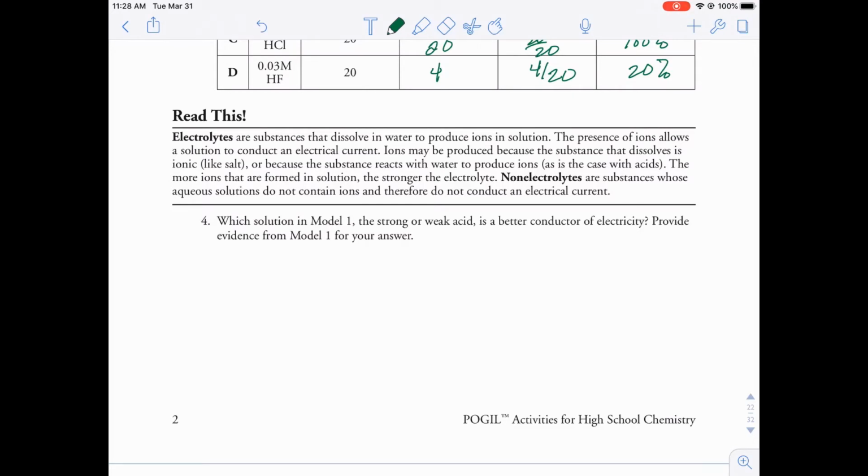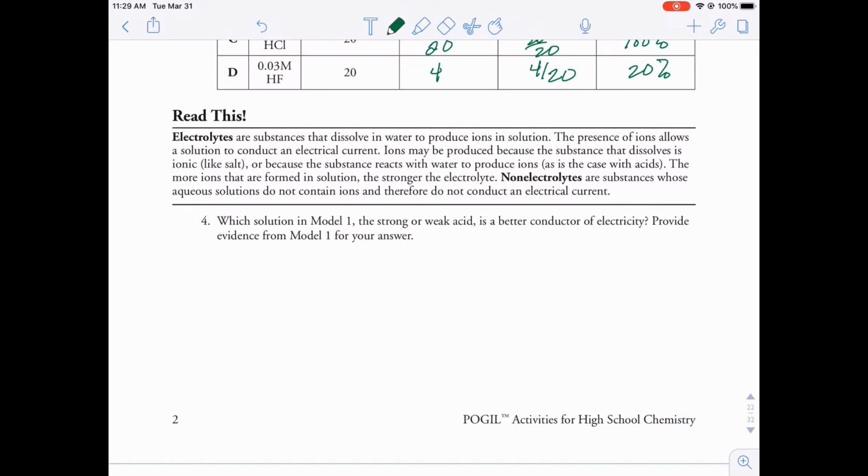Electrolytes are substances that dissolve in water to produce ions in solution. We talked about this when we did the lab with the different substances, and we put them on foil and heated them to see which one melted fastest, and we tried to dissolve them in water. And the ones that dissolve in water would then conduct electricity, and that is the definition of an electrolyte, something that conducts electricity in water.